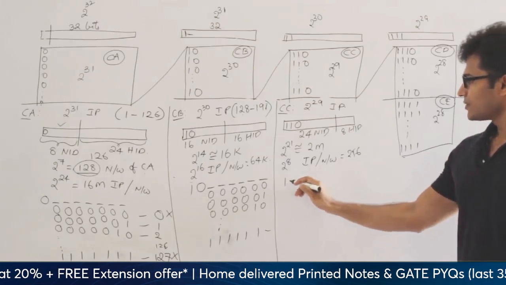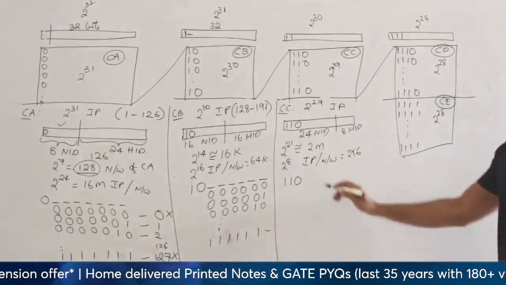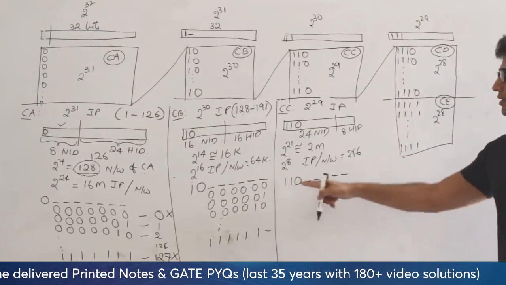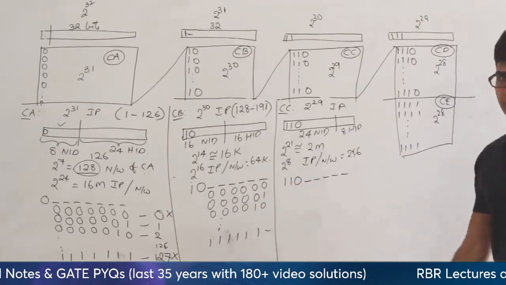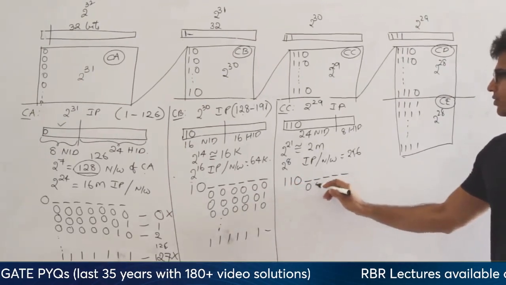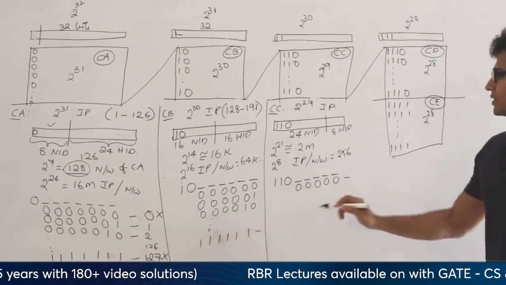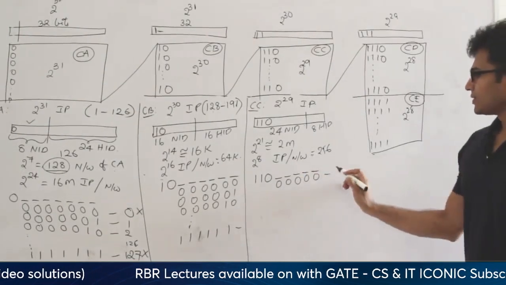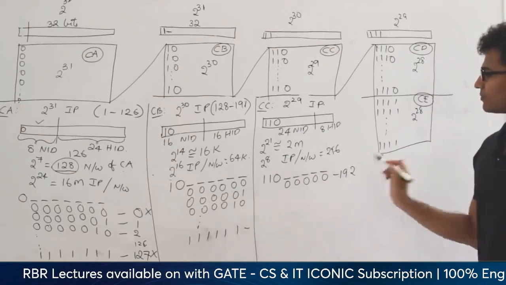Now let's see the range of it just by looking at the first octet. In the first 8 bits, the first 3 bits were already fixed as 110. Then how many bits are remaining? 5 bits: 1, 2, 3, 4, 5. Why? Out of 8 bits, 3 bits are fixed, and therefore we have 5 bits remaining. Then 0, 0, 0, 0, 0. What is this? This is 128 and 64, so it is going to be 192.